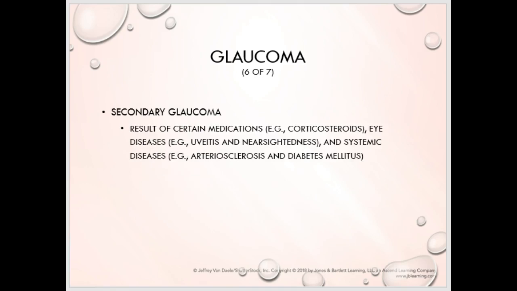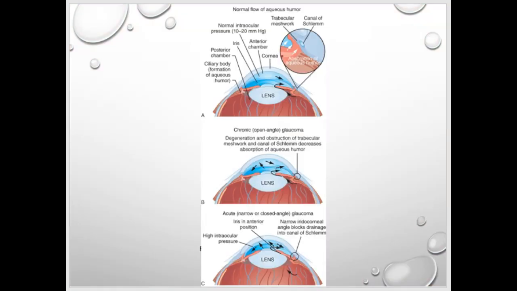Secondary glaucoma is going to be glaucoma caused by something else. So a result of medications, an eye disease such as nearsightedness or uveitis, which is an infection of the uvea, which is the retina, which is the choroid, and systemic diseases such as hardening of the arteries, or once again, diabetes. Pick diabetes if you're not sure ever.